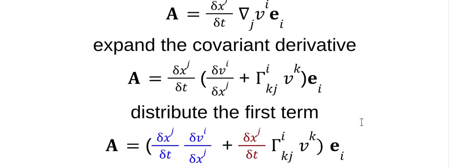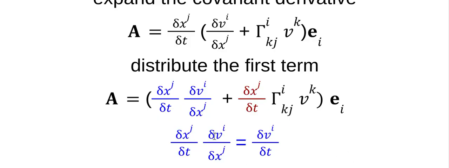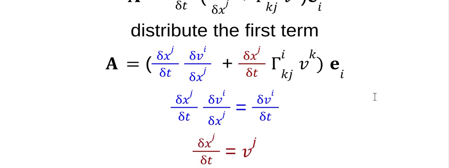It looks like this. Now look at this right here and look at this right here. Let's break the blue one out. All right, well, this is actually a chain rule, right? So we can just express this as the partial of V^i with respect to t. And what's that right there? Well, that is just a component of velocity, V^j, right? The change in a coordinate length, in other words, with respect to time, is a component of velocity.